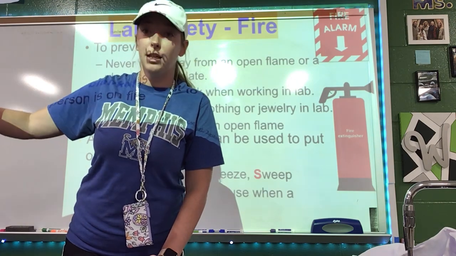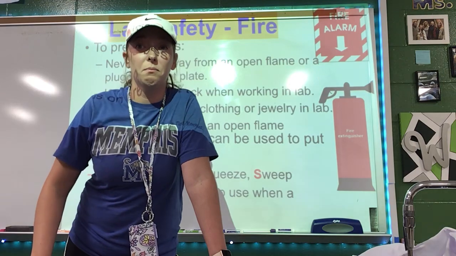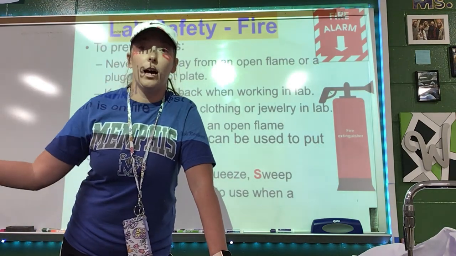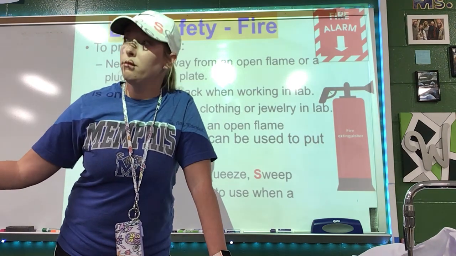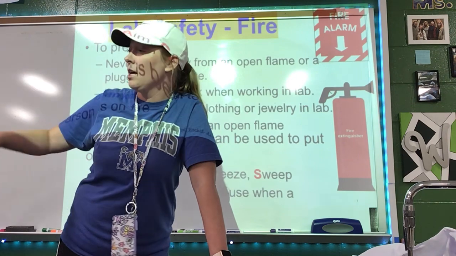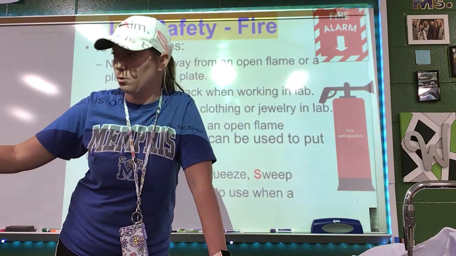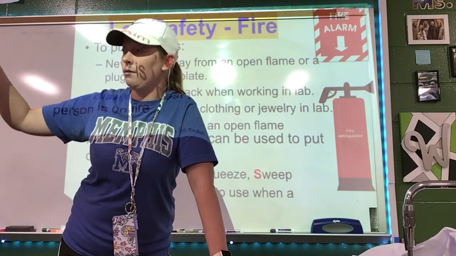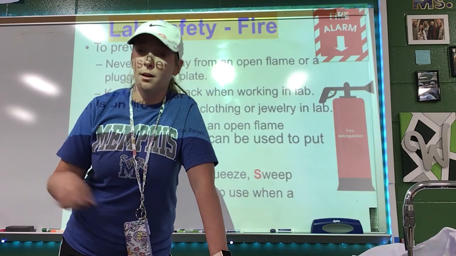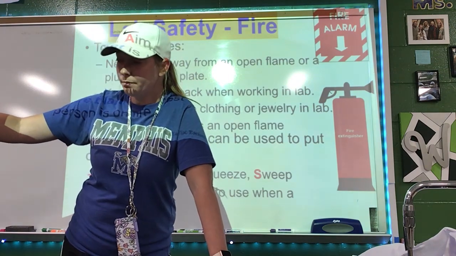So this is for things like if the lab station was on fire and it was something we couldn't control by just throwing it in the sink and taking care of it. I would say, hey, one, go pull the fire alarm, which is in the back of my room by the fire exit, and grab the fire extinguisher. You would then pull the pin, aim, squeeze, and sweep at the base of the fire. And hopefully that would take care of it and we wouldn't have to worry about it from there.